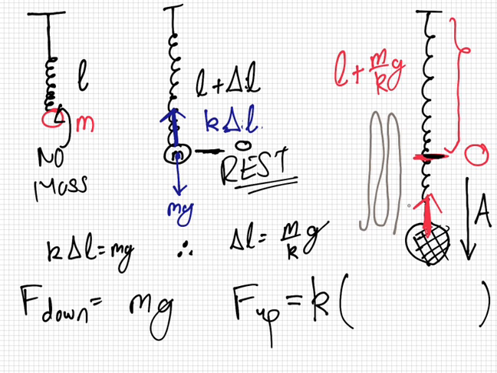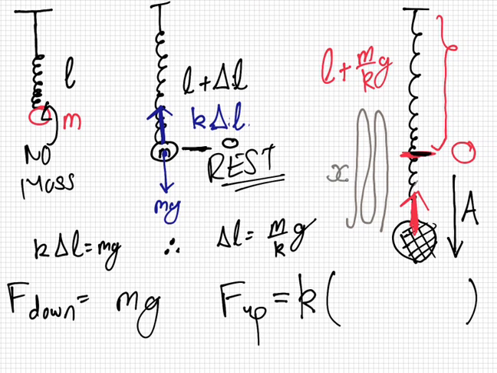Now, this is changing, so we need a different letter. I can use X or I can use S. Since we've freed up X now, I'll call it X. So for example, what's X when the ball is here? A. And then when it's here? 0. And then here? Minus A. So the X is changing.